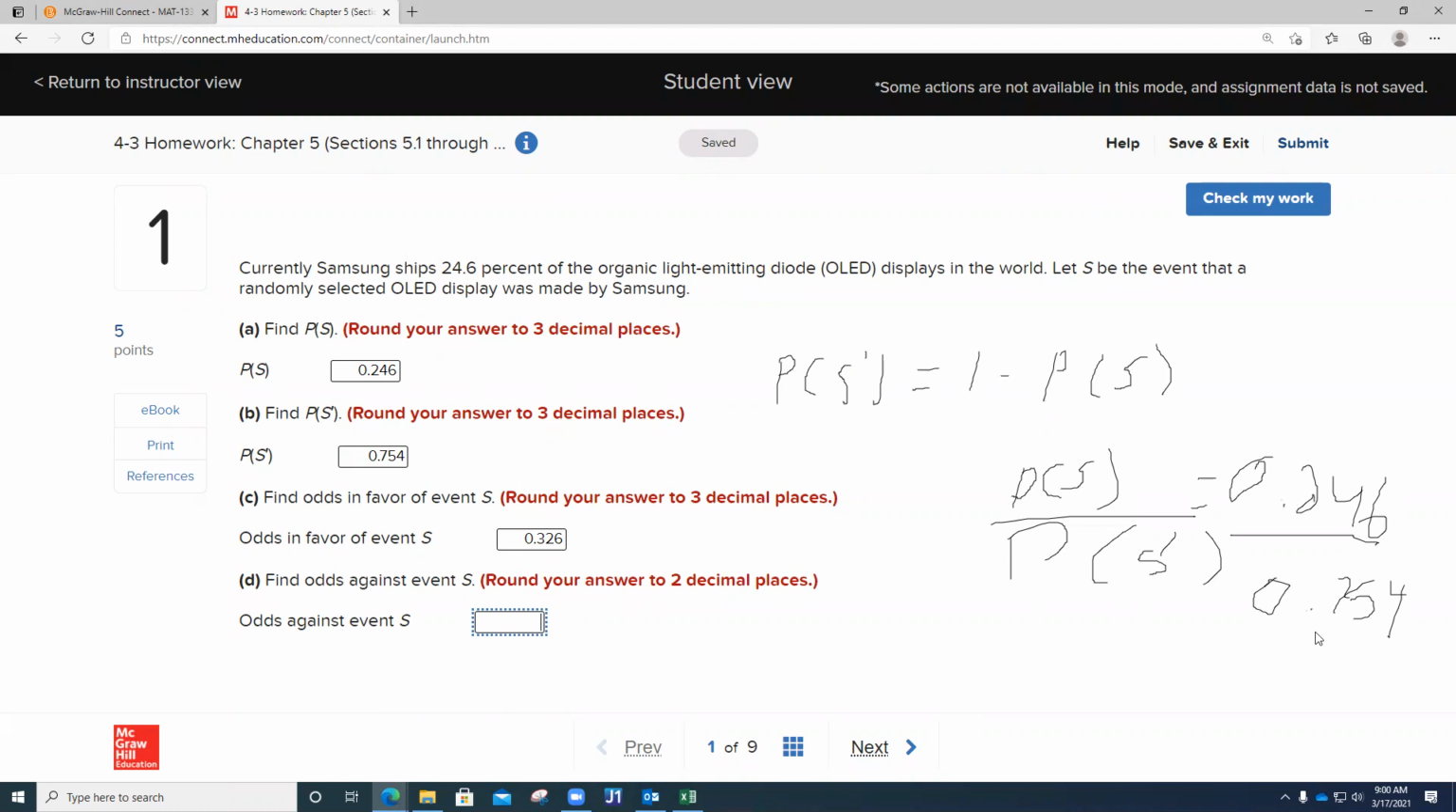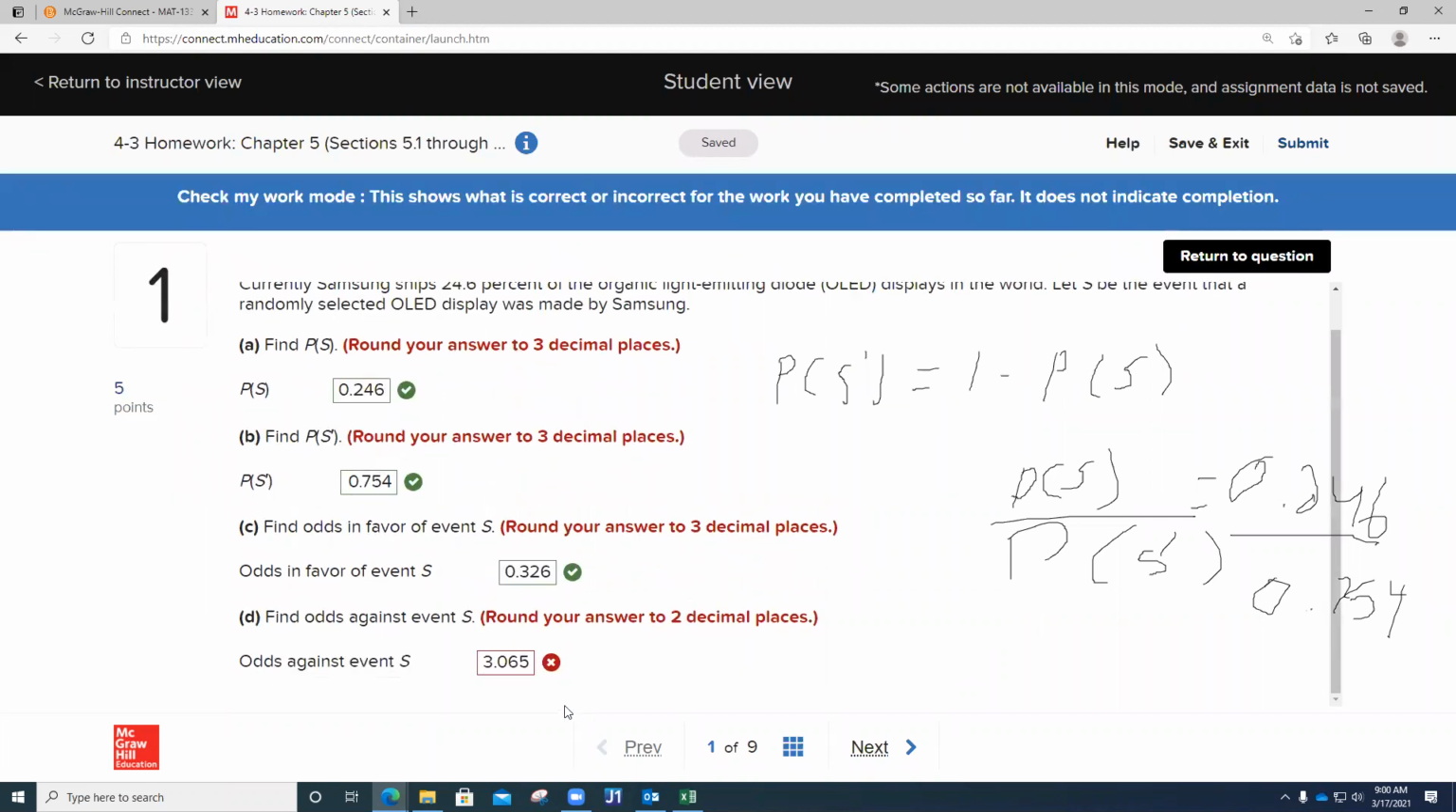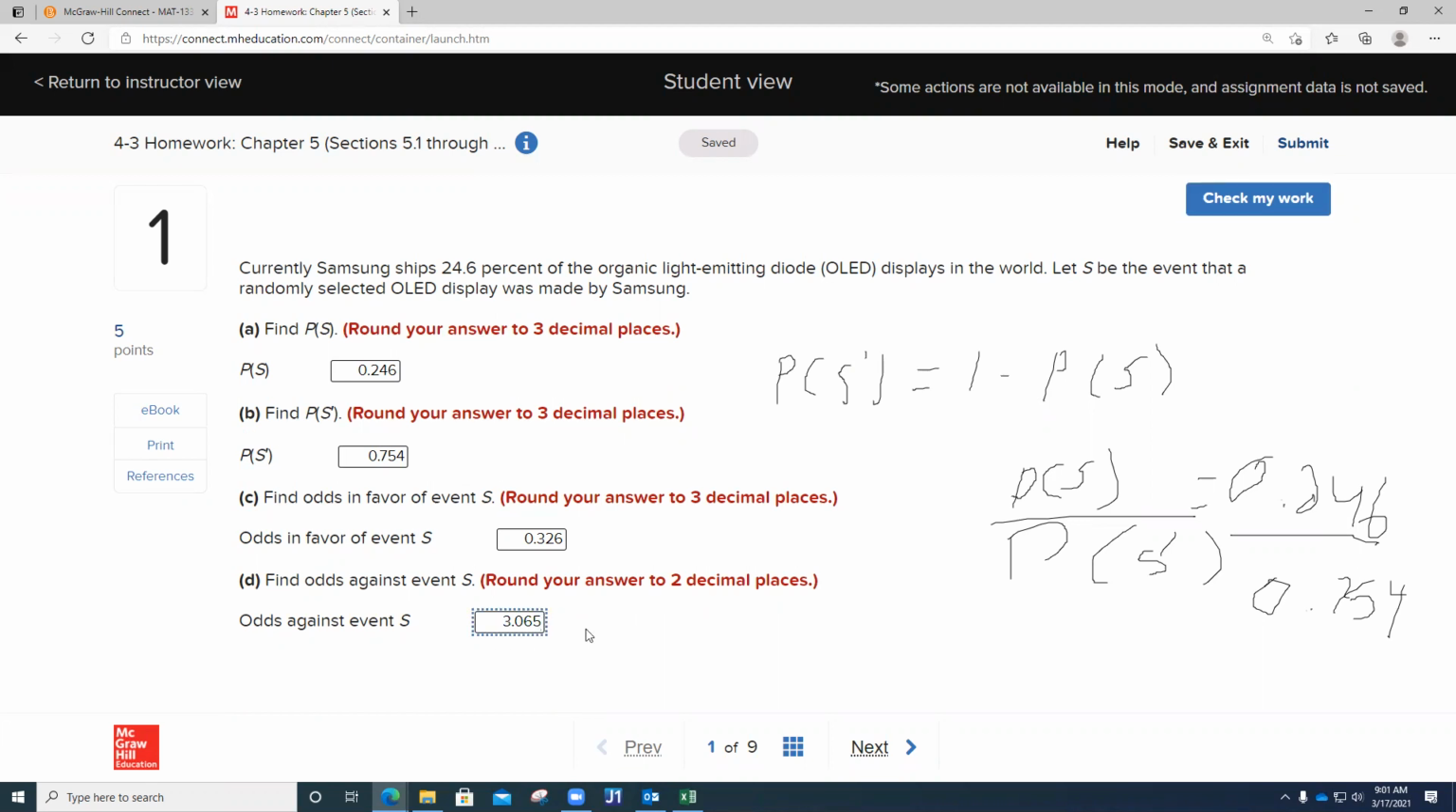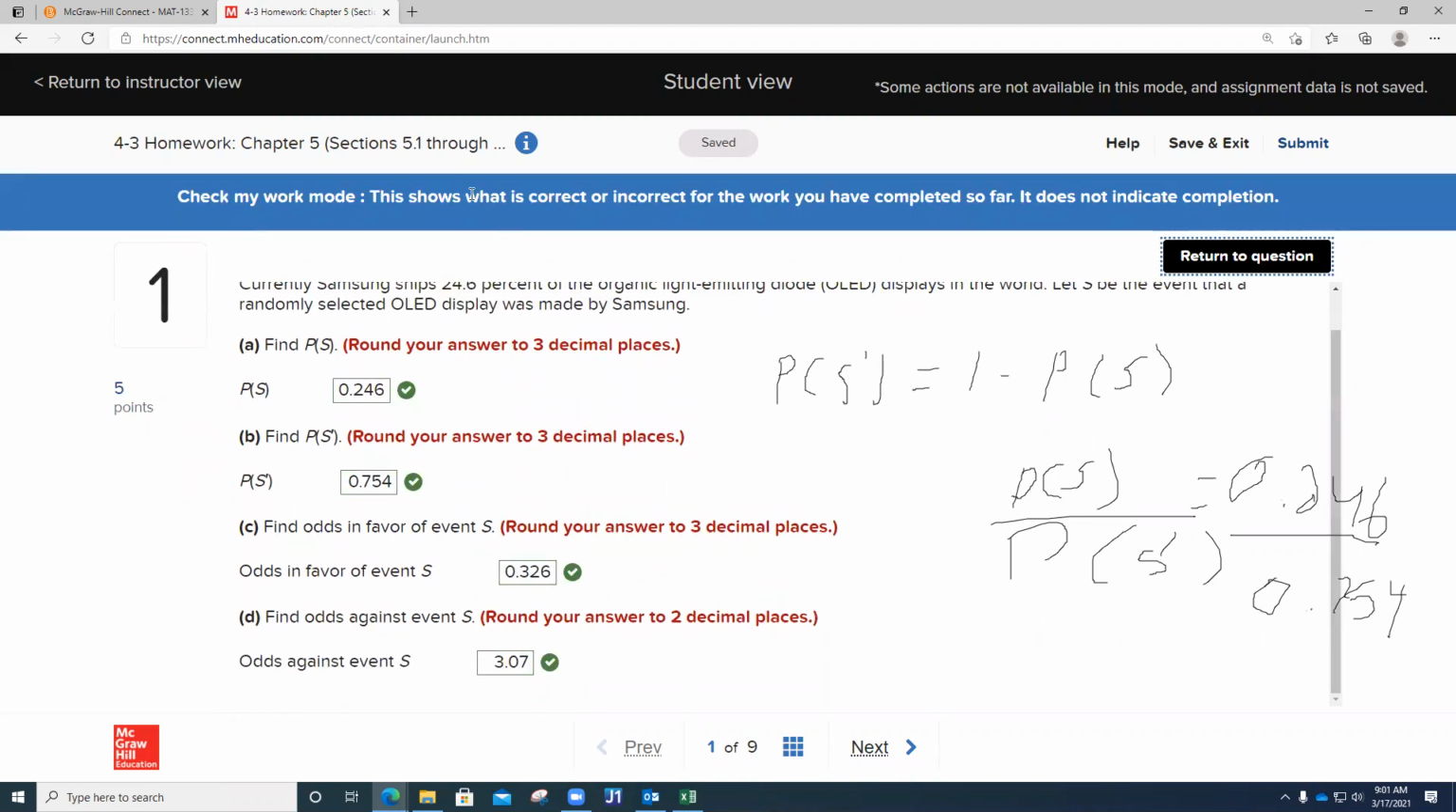Then odds against is basically the inverse, you flip it. So I'll take 0.754 and divide it by 0.246, and I get 3.065. Careful, everything has been 3 decimal places, but they changed this one to 2 decimal places. So returning to my question, I went too many decimals, so 3.065 becomes 3.07. There we go. Always pay attention to what the software is asking us to round to.